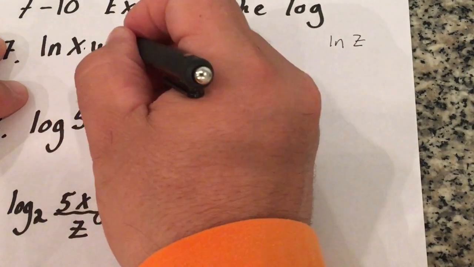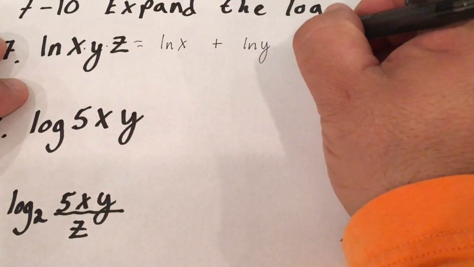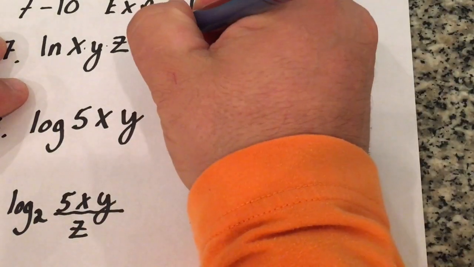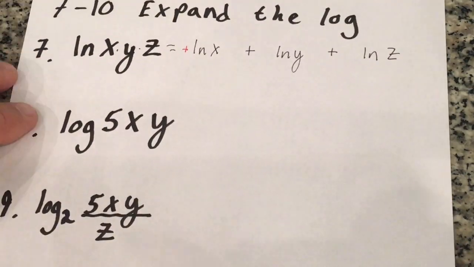And if it's multiplication, what the logarithms do is they break it down from multiplication to addition. So because I'm multiplying these, I'm going to add all 3 of these. Technically, I can put a plus sign in front of the ln x, but it's not necessary.